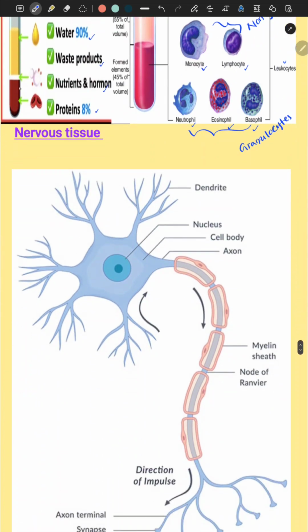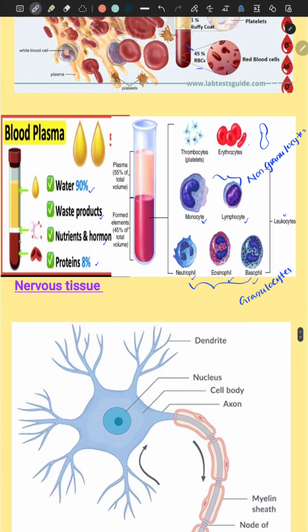The leukocytes are involved in protecting the body from foreign organisms. They do phagocytosis, or they destroy foreign organisms like bacteria or other microorganisms by producing antibodies.